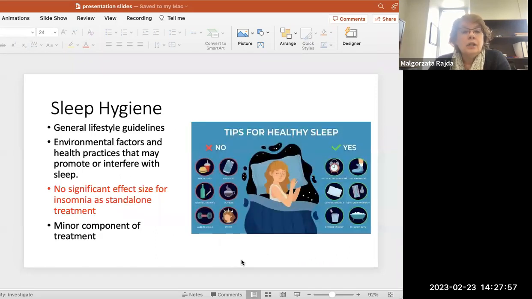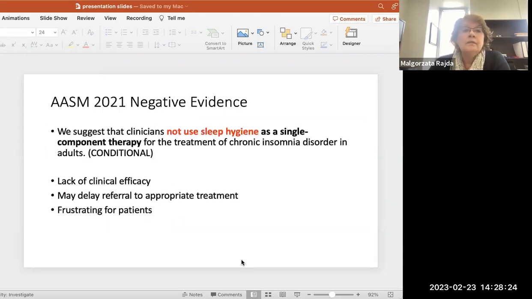So now sleep hygiene as a standalone is a set of general guidelines of eating well, not drinking alcohol, avoiding caffeine, not napping, exercising, and all those good things in life. But it really is a minor component of the treatment because it is not very effective when used on its own. And the 2021 guidelines from the American Academy of Sleep Medicine actually recommend that clinicians do not use sleep hygiene as a single component therapy.